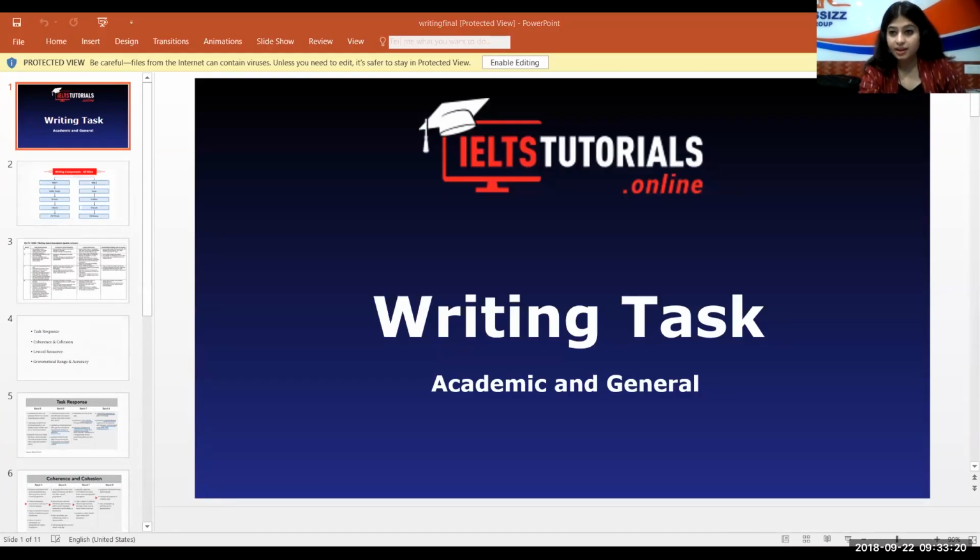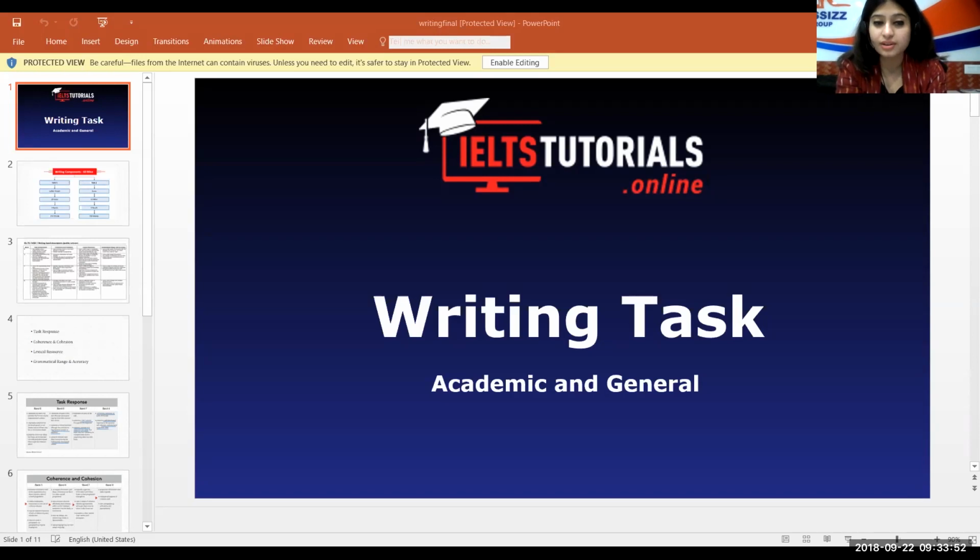The IELTS writing task for academic and general is divided into two tasks. The total time duration you get for this is around 60 minutes. There are two tasks here, task 1 and task 2, as I mentioned. Task 1 for the academic module is a graph. Basically, you will have a pie chart, a table or a line graph, and you have to describe it in 150 words. That is the minimum word limit. You have 20 minutes to complete this task and you will be having 3 bands for this.